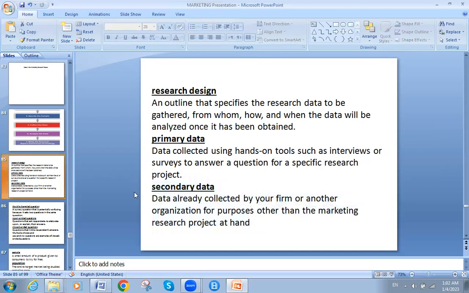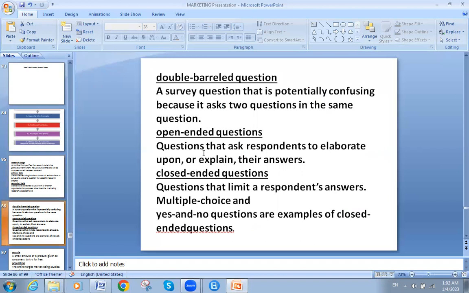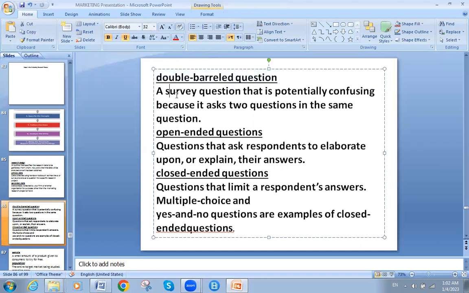What about the questions which you will ask the people? We have double-barreled questions. This is a survey question that is potentially confusing because it asks two questions at the same time. Don't do this. You should ask only one question at a time. So don't put, for example, do you like to drink soda? And if you like to drink soda, what do you like in it?